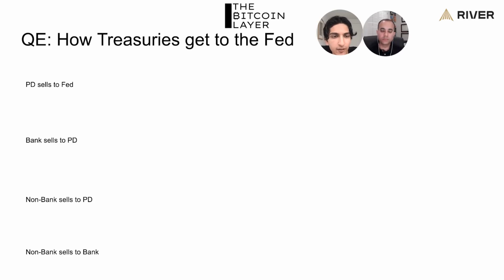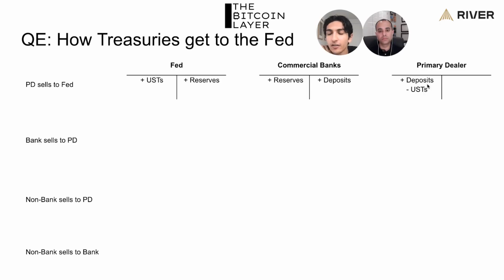So starting with the primary dealer selling a Treasury to the Fed, that's the last step in this QE process. Again, the primary dealer is not a bank, so it does not transact in reserves. It transacts in bank liabilities. The primary dealer had U.S. treasuries on its balance sheet. It sells those to the Fed, so the Fed picks up those treasuries and credits the primary dealer's commercial bank with reserves, because the Fed creates reserves out of nothing. The commercial bank then, with those reserves, credits the primary dealer, and the primary dealer is now left with deposits. So that's the final step of a primary dealer selling treasuries to the Fed.